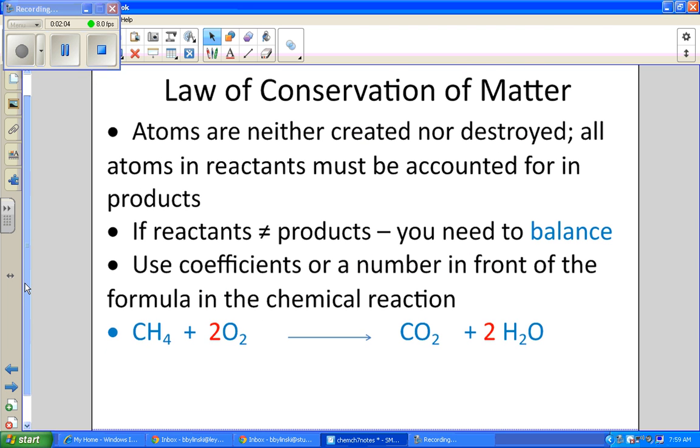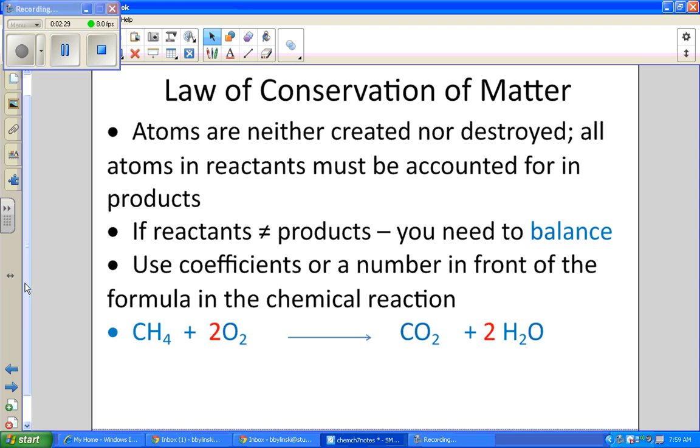Okay, this law should look familiar. You've learned this several times. This is the law of conservation of matter. Atoms are not created, they're not destroyed, but they do need to be accounted for in all the products. So if you are rearranging them, you should be able to show that that rearrangement is balanced. So if the reactants and products do not equal each other, you will have to balance that equation.